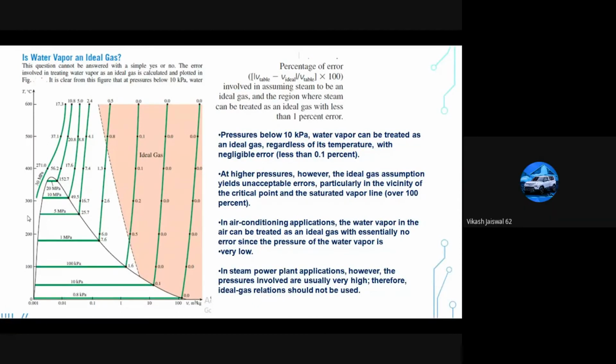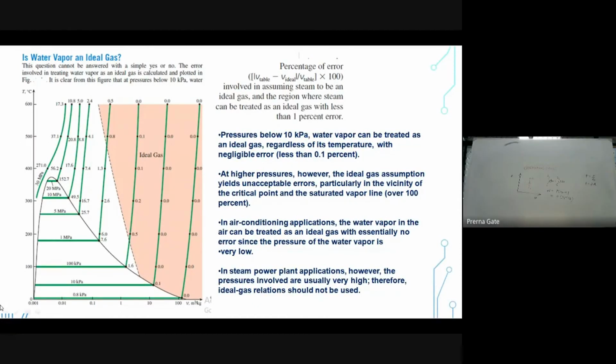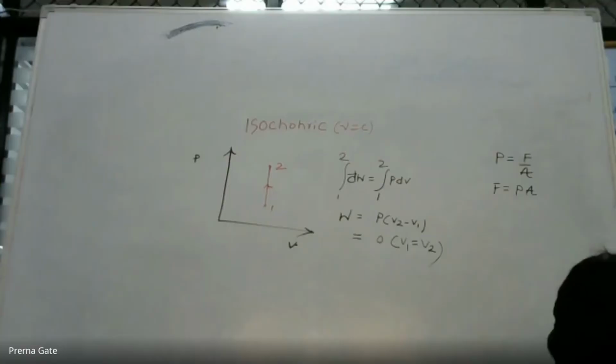So I will give a summary: in this lecture we have discussed the work interaction, in which we have discussed the isochoric process, isobaric process, isothermal process, and polytropic process. I will list them down on the board, so I'm stopping sharing the screen.